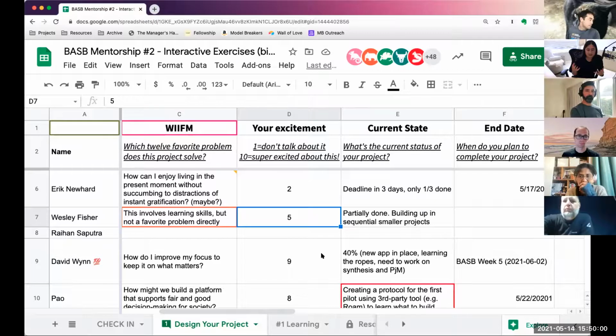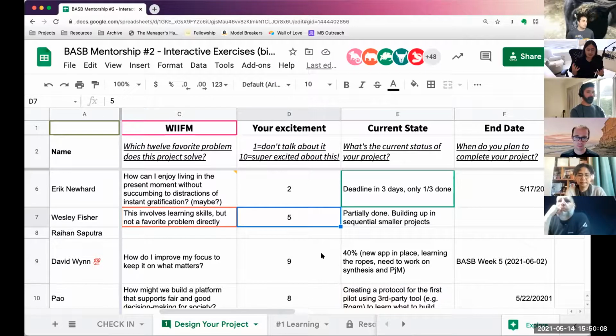Connecting to the why, connecting to the topic problem, is usually a good way to overcome a lack of excitement. Or if you feel like you're procrastinating, then focusing on the why, like why is that project there? What is the goal? What is it that it could help you solve in your life? That will help a little bit.